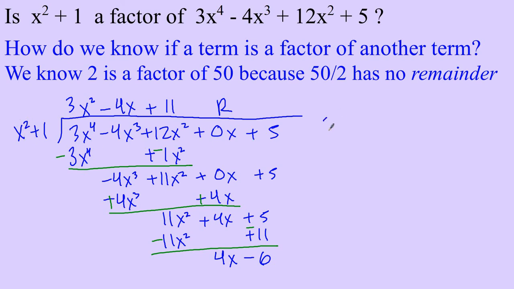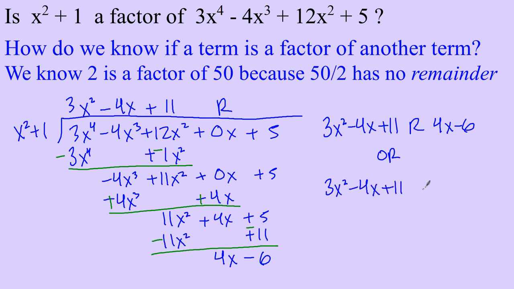So my answer here is 3x squared minus 4x plus 11, remainder of 4x minus 6, or the more proper way, 3x squared minus 4x plus 11, plus my fraction, 4x minus 6 over x squared plus 1.